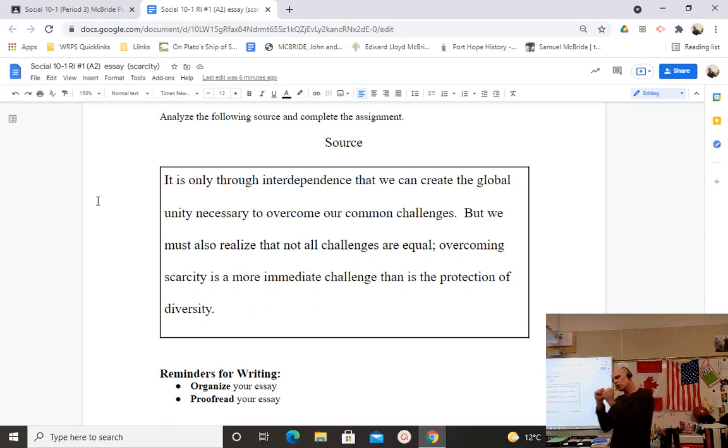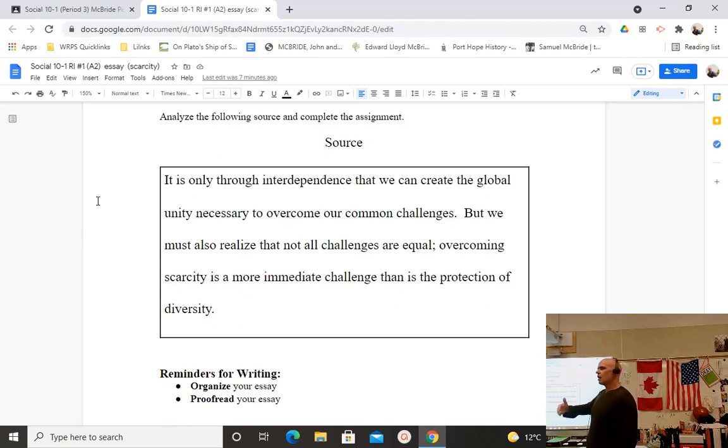What is the language on this page that allows us to talk about cultural homogenization and assimilation? Yes. Global unity. That definitely allows us to talk about globalization. Yeah? Diversity. Absolutely. So on the page where it says protection of diversity, there's an opportunity for us to say that one of the values of this source is that it values a world where there isn't assimilation. It values resistance to assimilation. It values protection of diverse cultures.